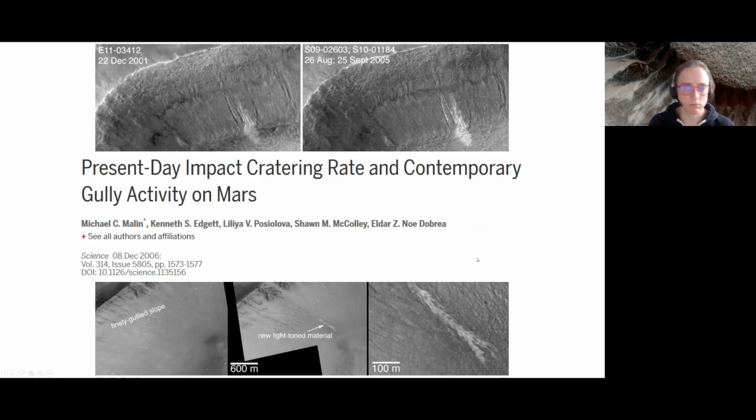So this was basically the state of affairs around 2004, 2005, etc. And then in 2006, we have a few Mars years of data of monitoring of the gullies at this point. And what was found by the Mars Orbital Camera again was that some of the gullies had new deposits, these bright new light-tone materials, as this paper reports.